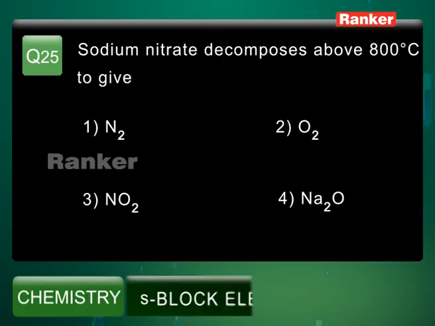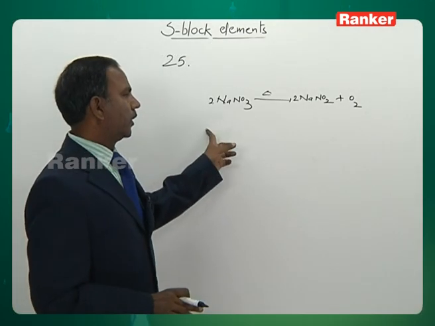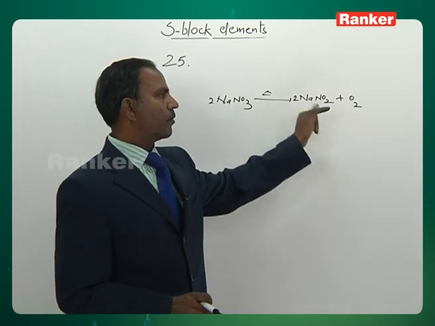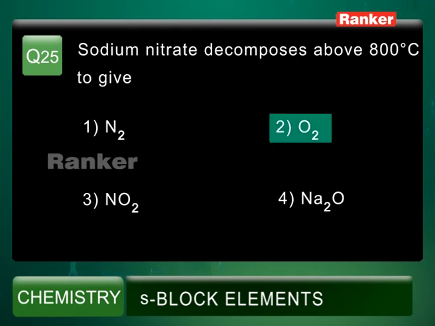Now, coming to the options: N2 gas, O2 gas, NO2 gas, and Na2O. Sodium nitrate on decomposition gives sodium nitrite and oxygen. So, answer 2 is the correct one here. Answer 2.